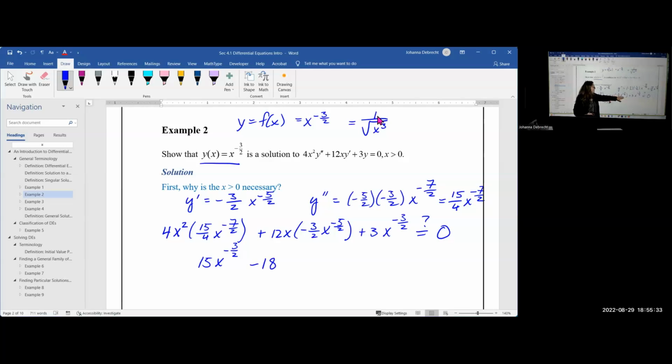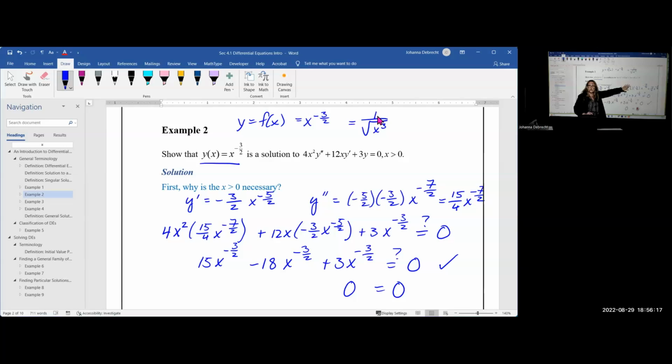And then I have x to the first times x to the negative 5/2. First, I can write as 2/2. 2/2 minus 5/2 is also x to the negative 3/2. And then, of course, the last one, I don't need to simplify that. It's already as simple as it's going to get. And of course, we're trying to prove that that gives us 0. Now, these are all like terms because they're all constants multiplied by x to the negative 3/2. And 15 minus 18 is negative 3, and negative 3 plus 3 gives me 0. And that means that it does, in fact, solve the equation. I get 0 equals 0. So it is a solution to that equation.